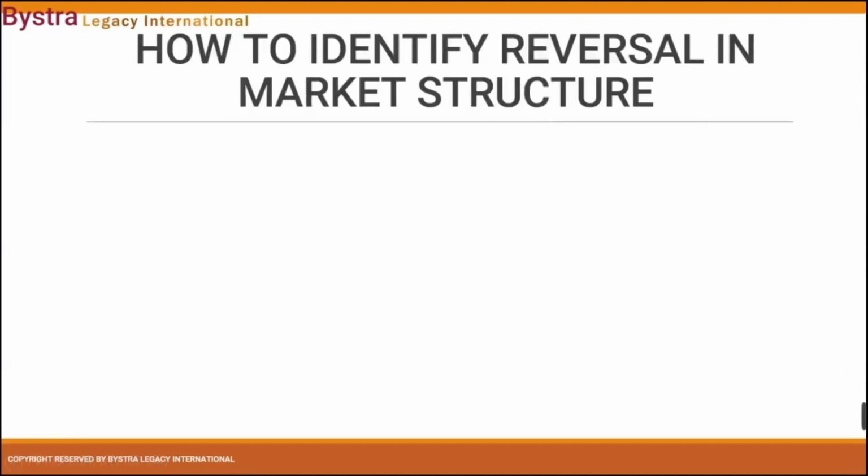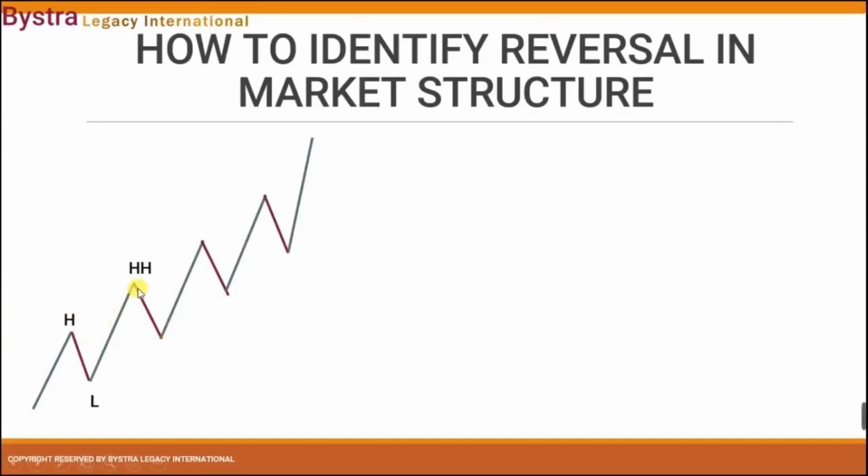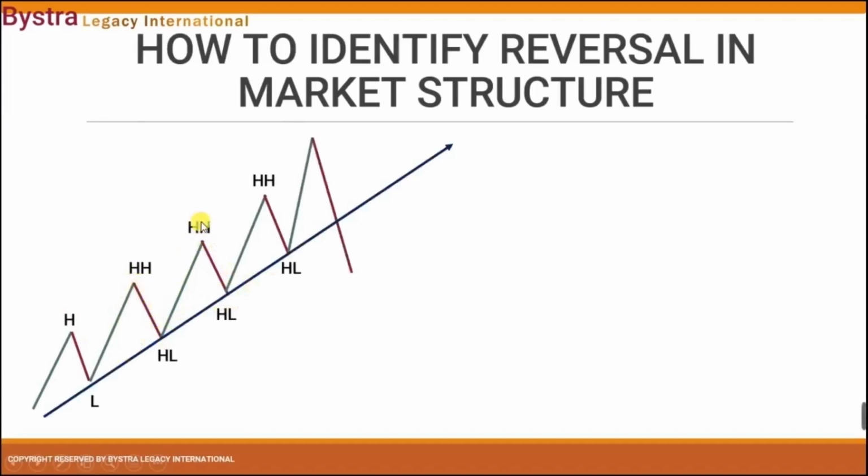How do we use market structure to identify reversal? This is not very difficult to identify, and it's not very difficult to learn. Now let's look at the price. It is moving in an upward trend where it creates higher high, higher low, higher high, higher low, and then when we draw a trend line, price will touch this trend line and bounce back up.